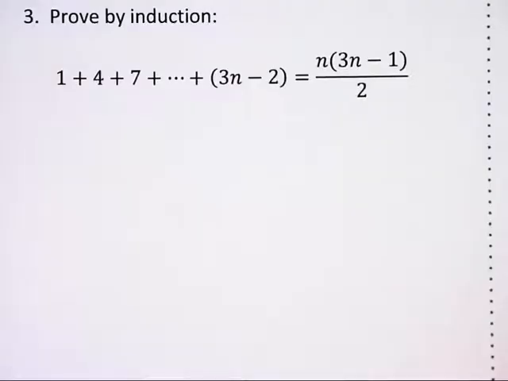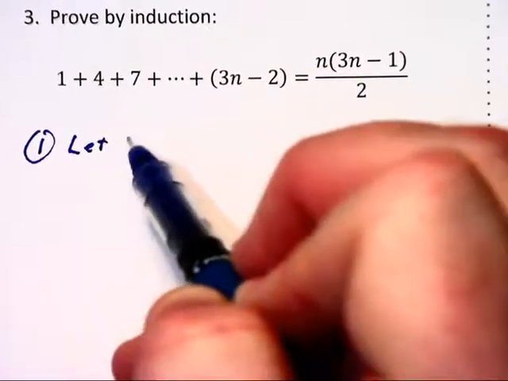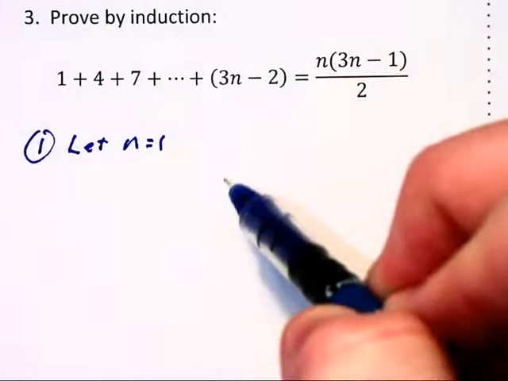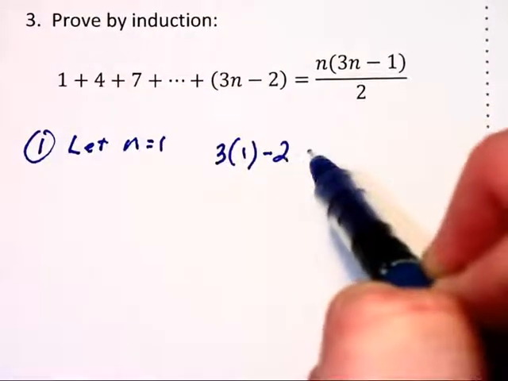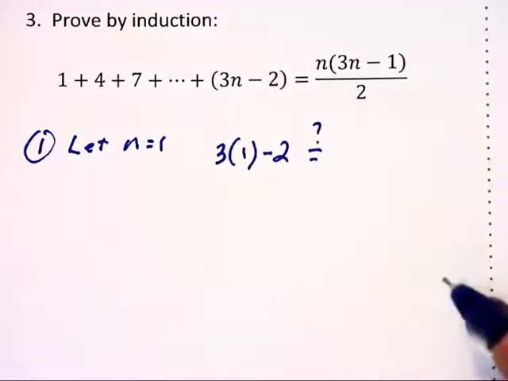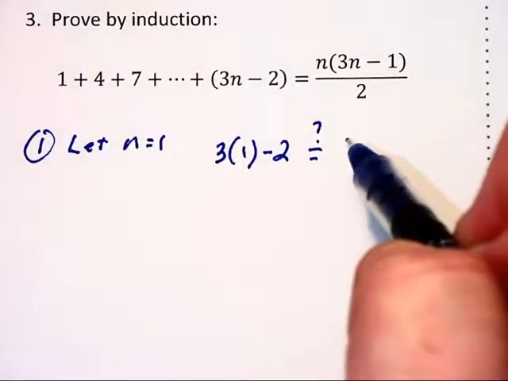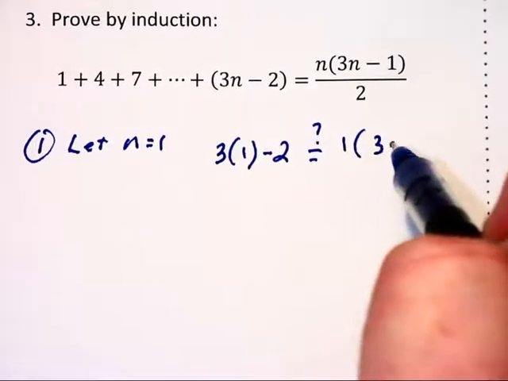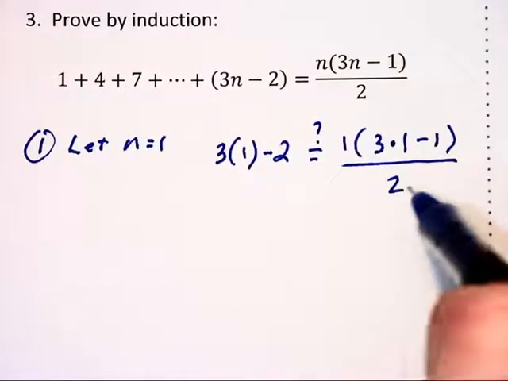Prove by induction? We begin with letting n equal 1. Substituting 1 into the formula on the left, we have 3 times 1 minus 2. We're checking whether this is equal to, so I'm putting a question mark over my equal sign. The right, when we substitute 1 in, becomes 1 times (3 times 1 minus 1) all over 2.